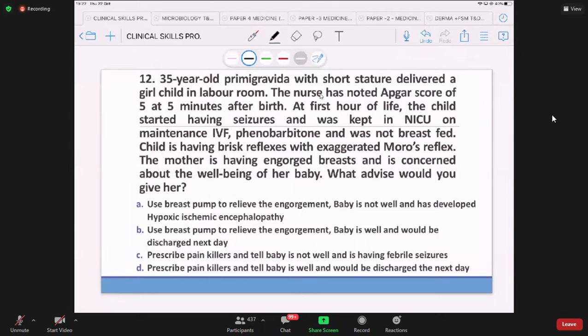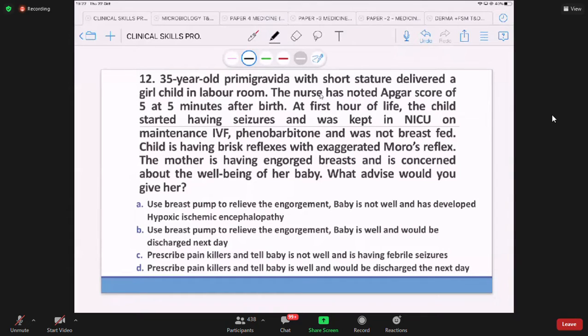Let's think this is an exam. Let's think it's like a 45-second, 1-minute MCQ. Let's focus on the screen and work out the information provided. We have a 35-year-old primi, so it's a little late for her to be getting pregnant. So we are talking about maybe an elderly primi.